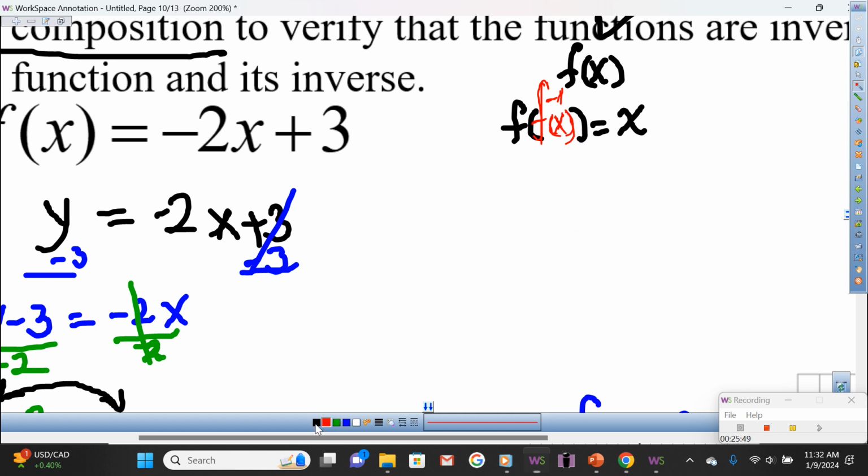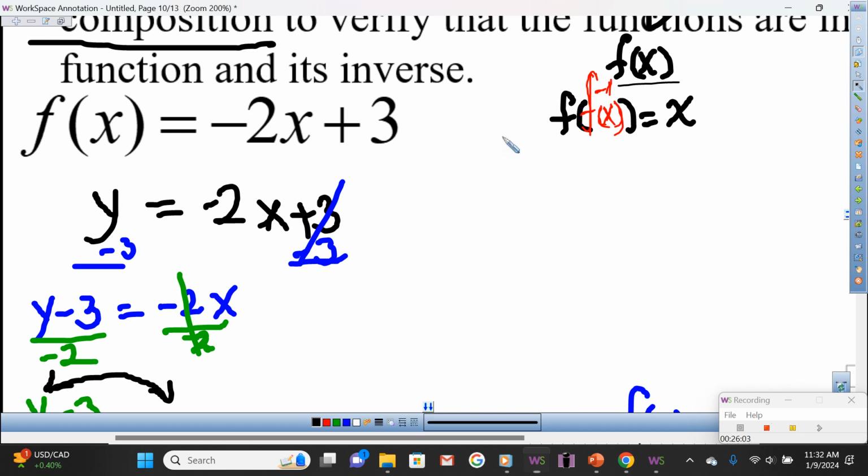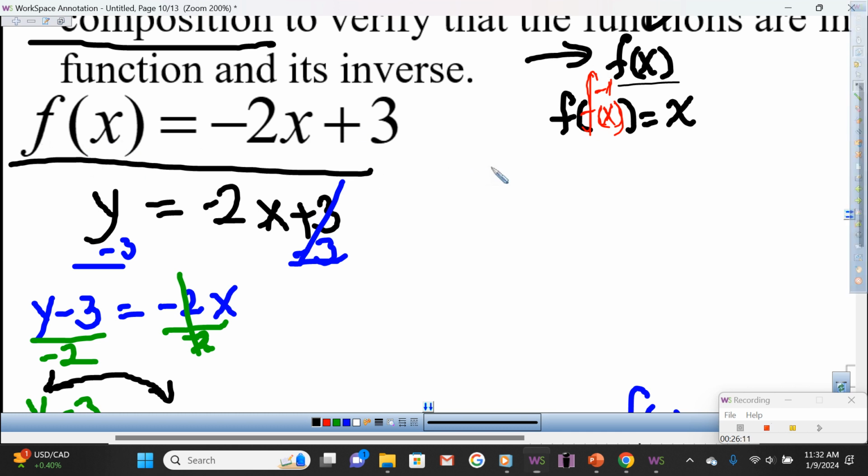All right, so here we go. First, I need to write f of x, whatever that is. So what is f of x, guys? Let me zoom in. Isn't it this? I'm starting here. What is f of x? All of this. So let's write it. f of x equals negative 2x plus 3.